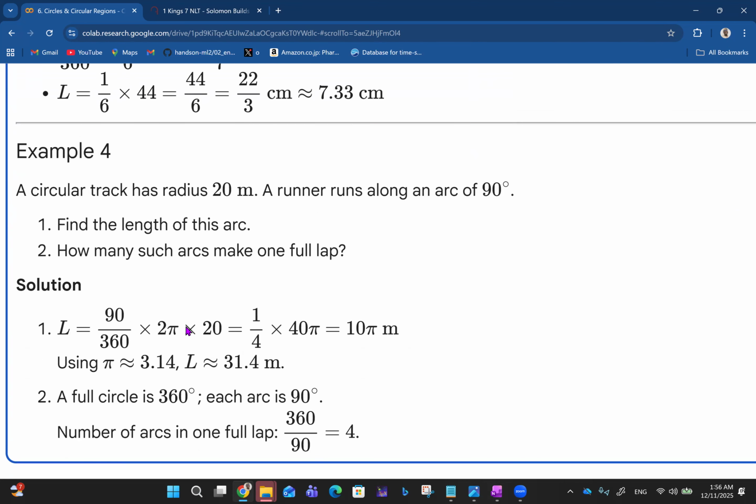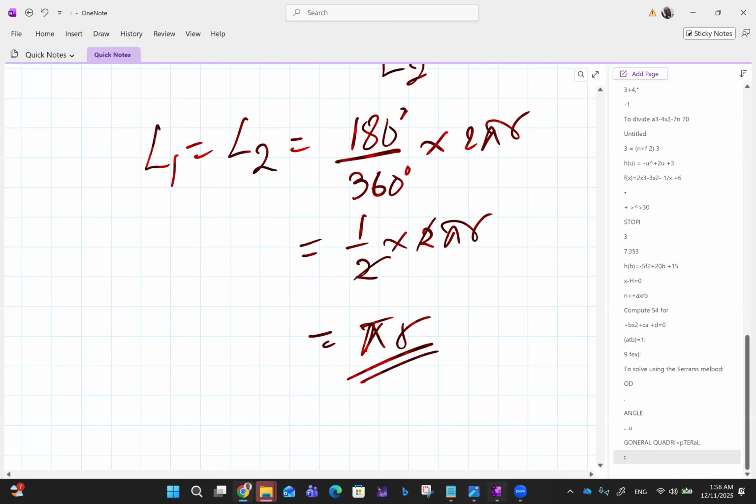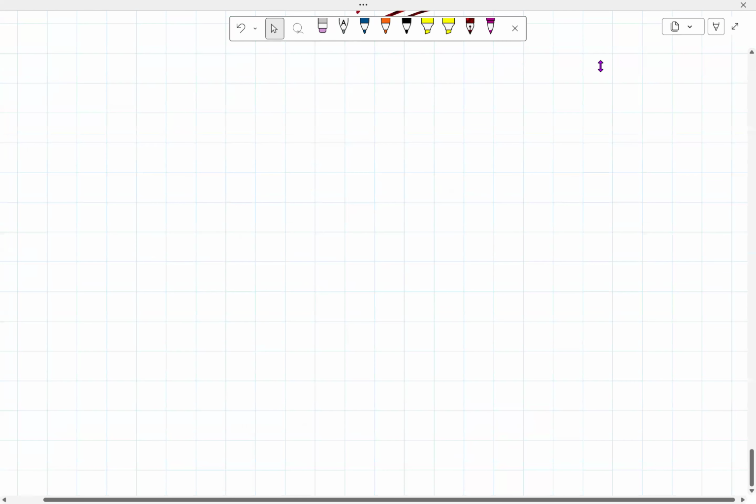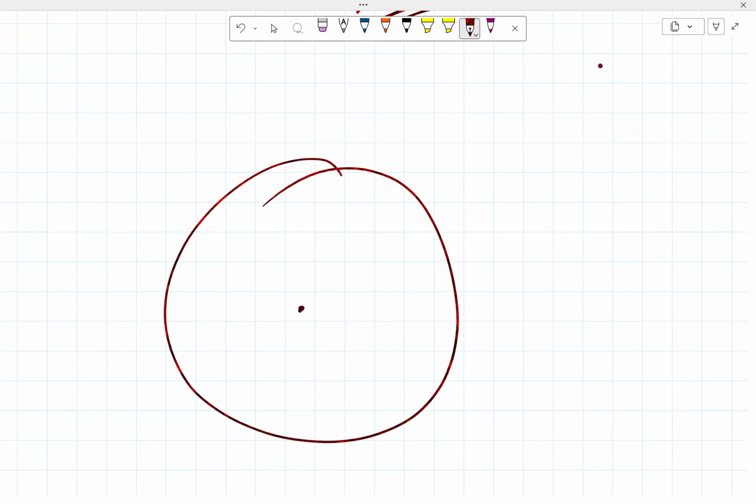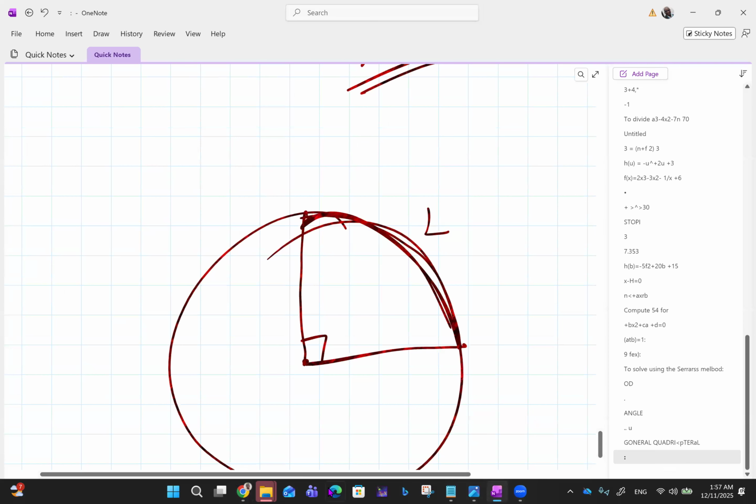And for example 4, a circular track has radius 20 meters. Now this is something practical. You have a track that you can run around. They say a circular track has radius 20 meters. A runner runs along an arc of 90 degrees. So this is the idea here. You have a circular track and somebody runs, this is 90 degrees. So somebody runs across this arc. Call it L, right? So this is 90 degrees. So what is the other information?